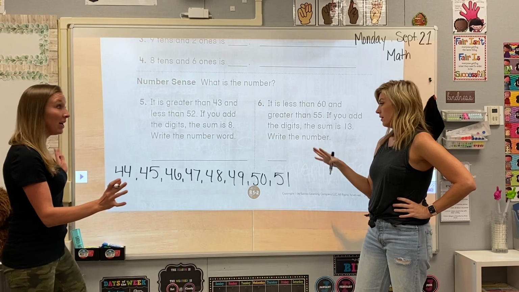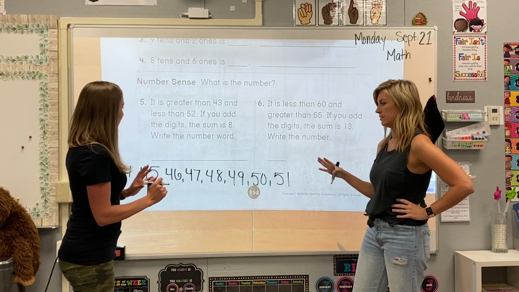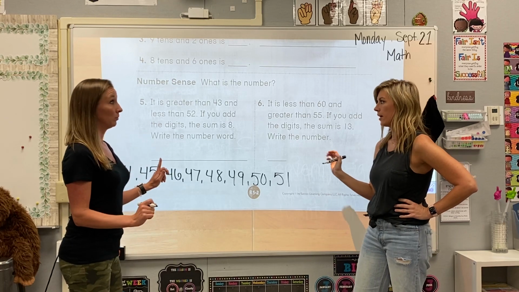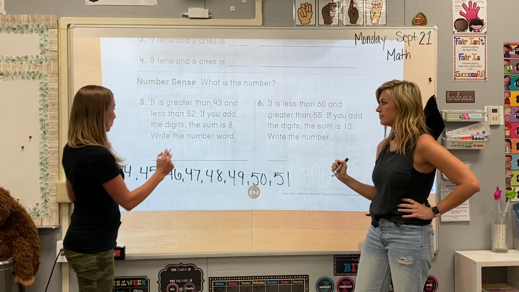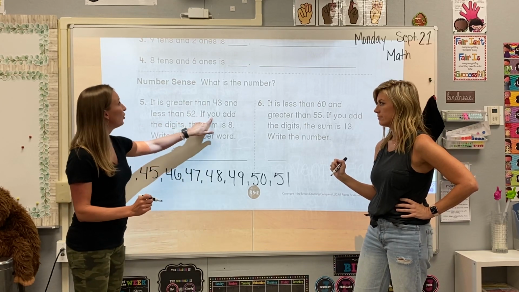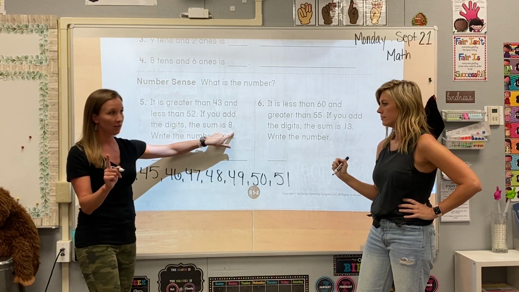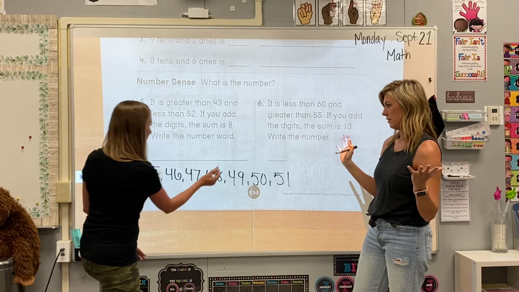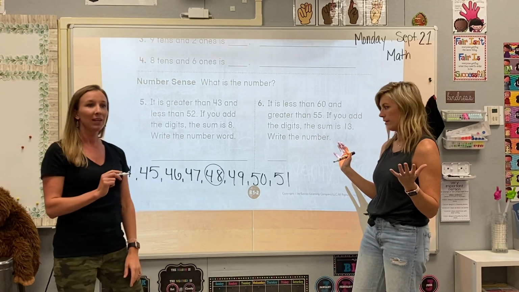It is, but it's better than all the numbers in the whole wide world, where we can't figure it out. We can do this. And we still have another clue. How am I going to narrow this down? We already know these are the numbers between 43 and 52 that it could be. But it also says if you add the digits, the sum is 8. So let's pull a random number. Let's take a look at 48, for example. What does that mean? Adding those digits.